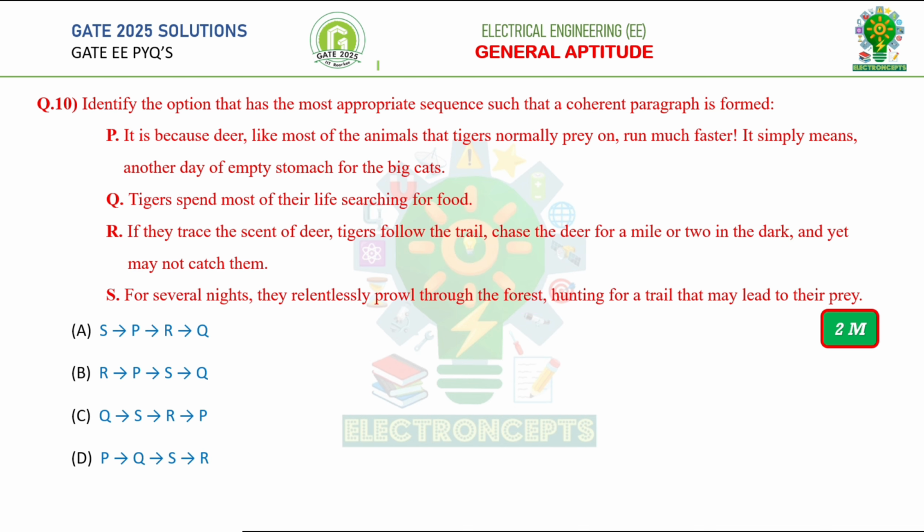Question number 10, which is GATE two mark question. Identify the option that has the most appropriate sequence such that a coherent paragraph is formed. We need to carefully study the given sentences and find the most appropriate sequence such that a coherent paragraph is formed. After analyzing the given sentences, we can conclude that statement Q comes first, and then statement S, and then statement R, and finally statement P, which is nothing but Q, S, R, P, which is option C.